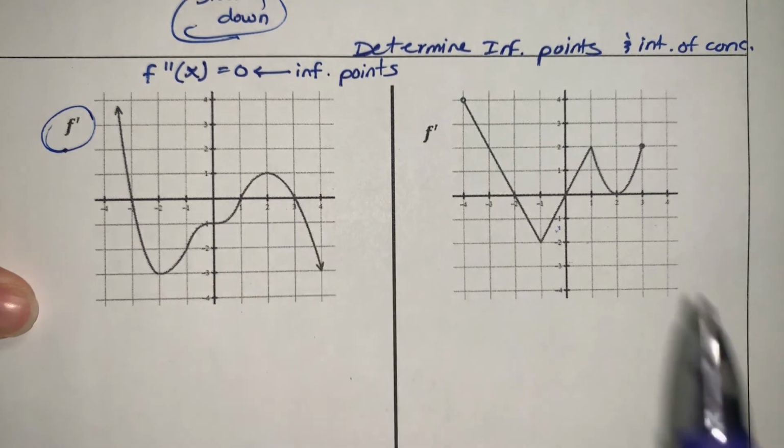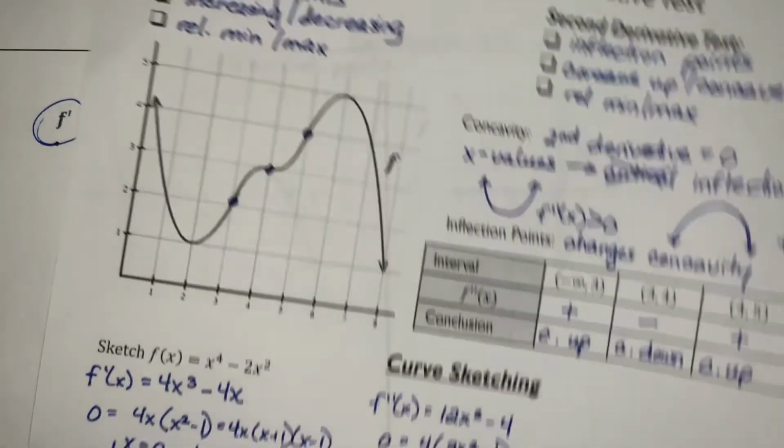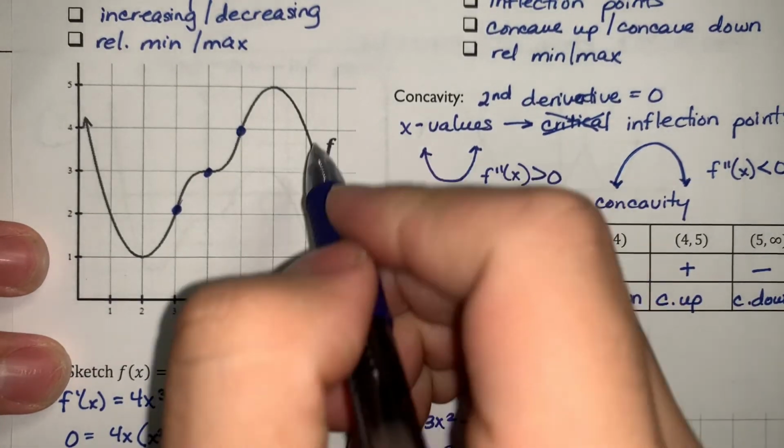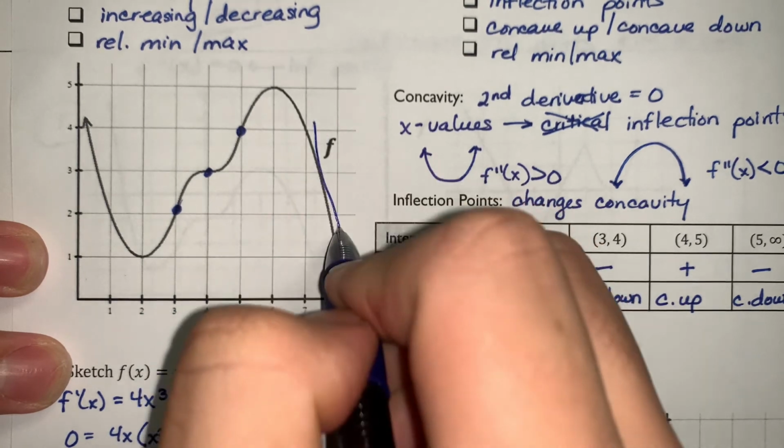Because like before, if we had the original function, which I'm trying to find on the previous page, but I can't. Oh, here we go. If this was the original function, then the slopes represent the first derivatives, right?